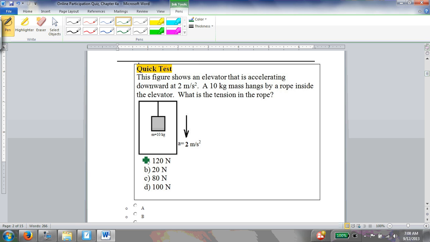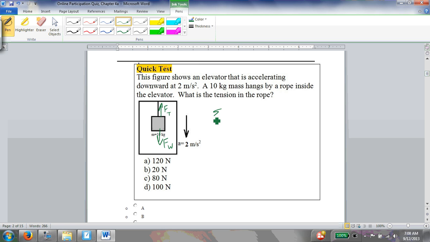This figure shows an elevator accelerating downward at 2 meters per second squared. A 10 kilogram mass hangs by a rope inside the elevator. What is the tension in the rope? So look at this. I have several forces applied. I have a force in this direction, and I have a force in this direction. This is the weight of the object. This is the tension in the rope.